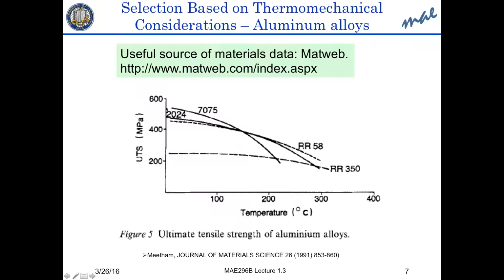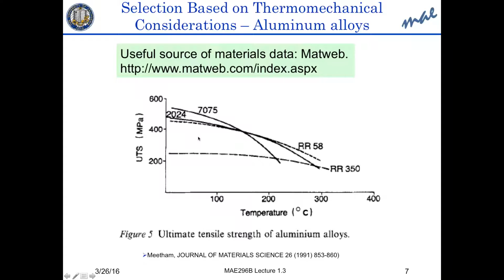So looking first at these properties, I would suggest that you look at a useful source of materials data. It's called MatWeb, and you can have a free subscription to MatWeb, and with the free subscription, here is the link. You can obtain many of the material properties that you might be able to use in your project. Here's, for example, the aluminum alloys 2024, 7077.